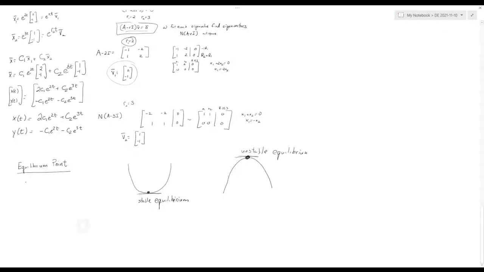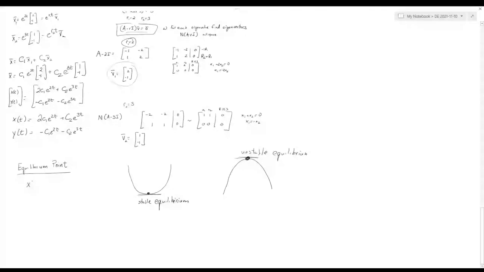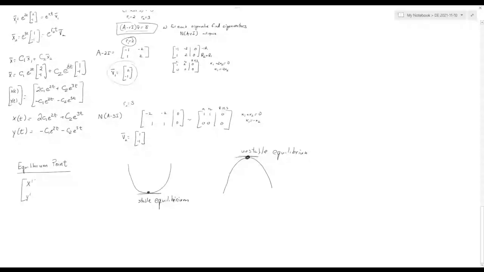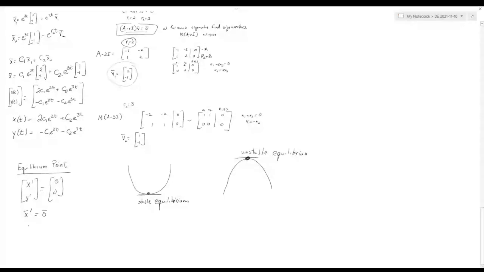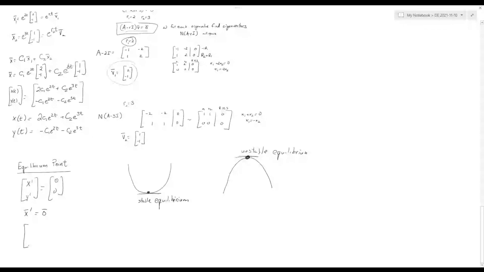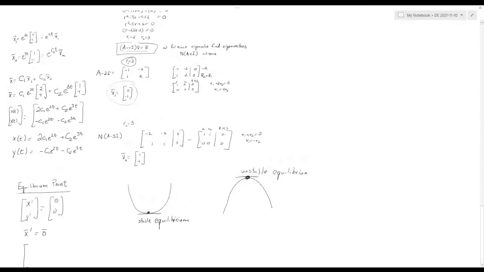So an equilibrium point just means that x prime, y prime is the 0 vector. If you like, x bar prime is just 0. That's what equilibrium point means. You want to find an xy pair which makes the derivative 0. So for our problems where we have a matrix, A is 1, 1, negative 2, 4.